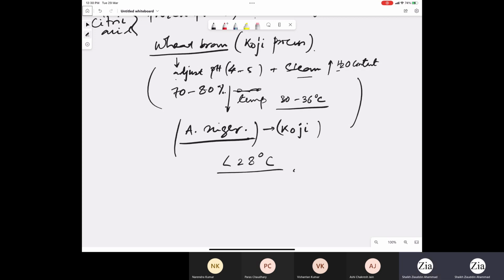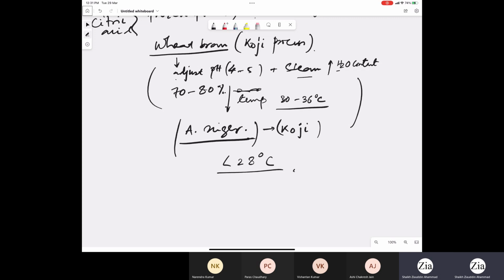And the starch present in the wheat bran will get saccharified by the amylase produced by Aspergillus niger, and alpha amylase also present in this wheat bran will also get activated when you try to reduce the temperature of the bran. So at high temperature, it is not only increasing the moisture content, it is also activating the saccharifying enzymes. So you will get a good amount of saccharification.